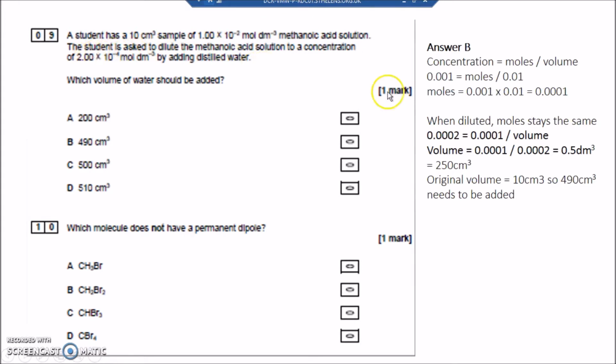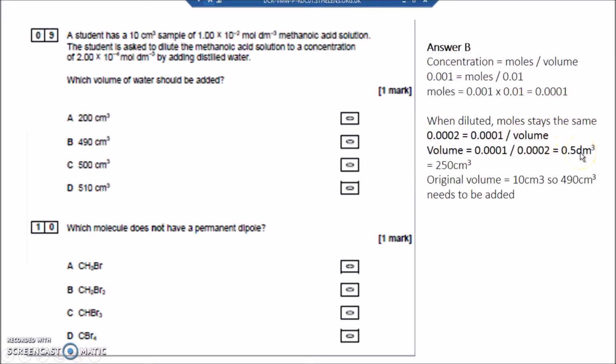So the new concentration equals moles divided by volume. New concentration, 2 times 10 to the minus 4 is 0.0002, equals the number of moles of methanoic acid, which stayed the same, 0.0001, divided by volume. Rearrange that and you'll find that volume is 0.0001 divided by 0.0002, which is 0.5. Remember, the volume is in decimeter cubed. Now, all the answers, unfortunately, are in centimeter cubed. So let's convert decimeter cubed back into centimeter cubed. To turn a large unit value like decimeter cubed into centimeter cubed, you multiply by 1,000.